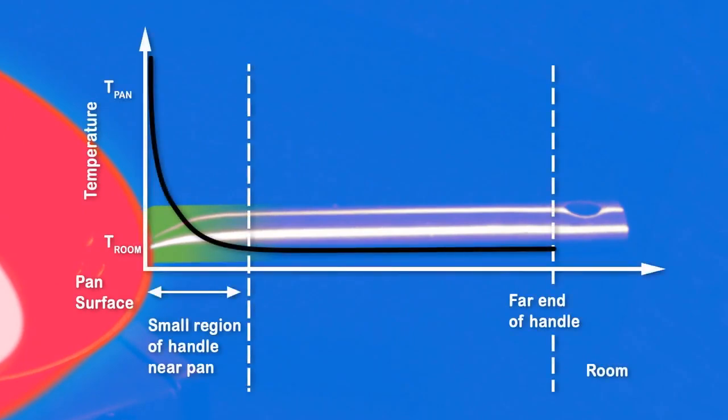If the rate of heat flow from the pan to the handle is very low, the system will reach a steady state temperature well before the majority of the handle gets hot. There will be a very small region near the pan where the handle is hotter than the room, but most of the handle will be close to the temperature of the room. So let's answer our original question. Will the pan handle be too hot to hold, or will it be comfortable to touch?